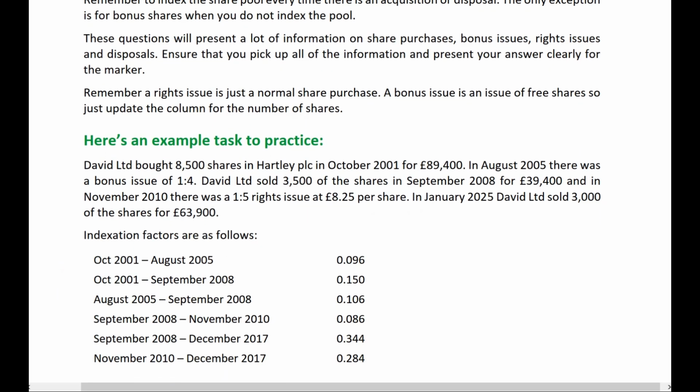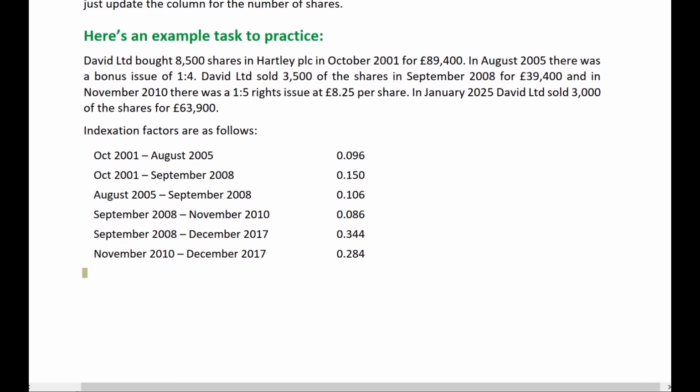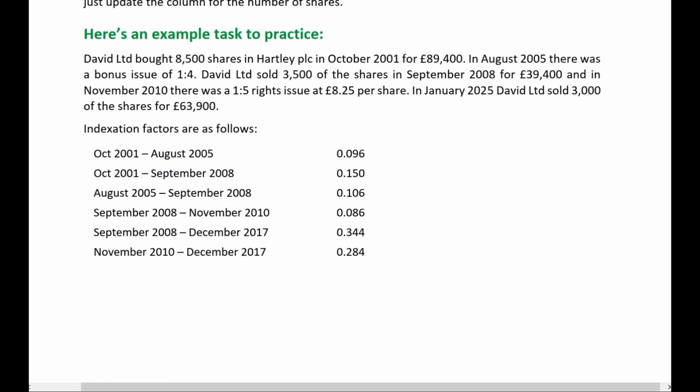All right, so I'm going to get straight into the example with you, and I'm not surprised here to see David Limited, because this is a question on company share disposal issues. It bought 8,500 shares in Hartley in October 2001. In August 05 there was a bonus issue, then David sold some shares, then there was a rights issue, and then David sold some shares. So basically a lot going on is the gist of that. And then a whole series of indexation factors in the live assessment.